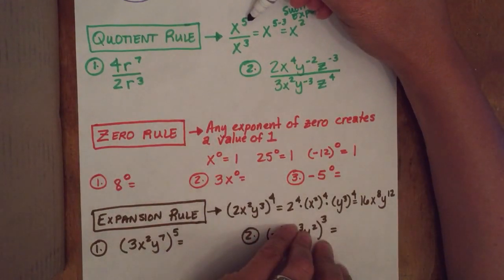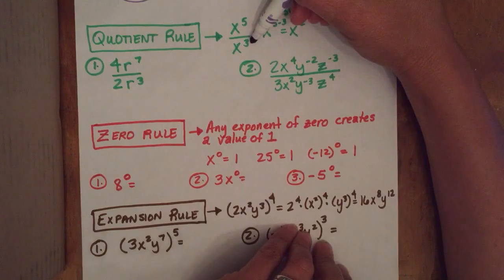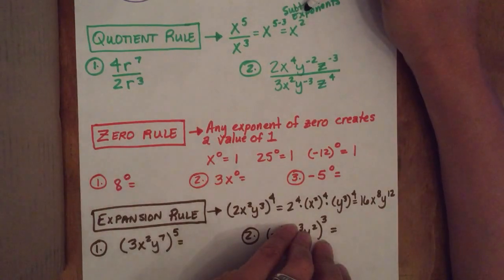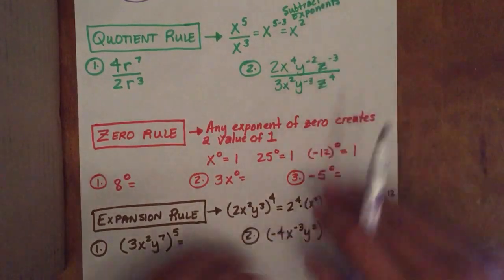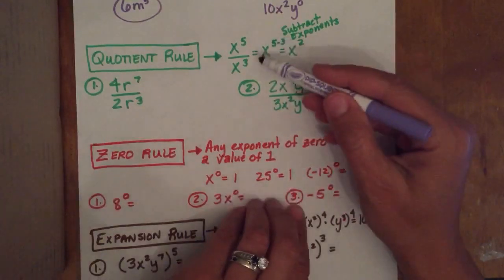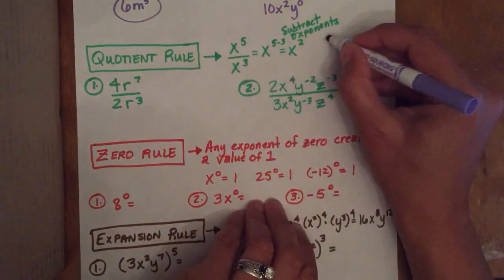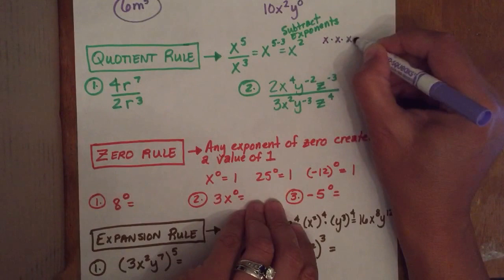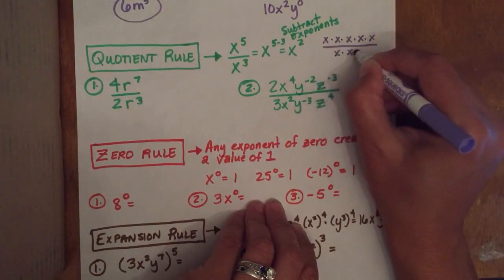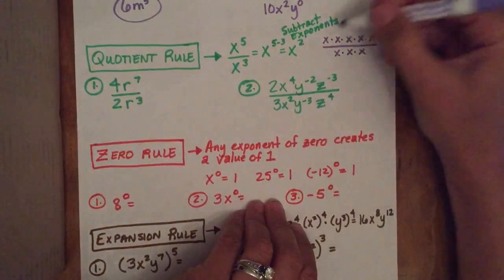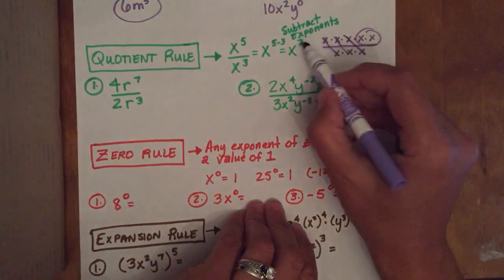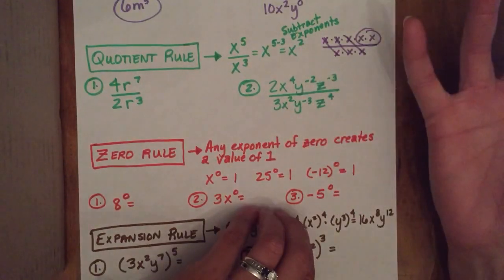So here's the example. I have x to the 5th over x to the 3rd. Whereas in the product rule we added, in the quotient rule you're going to subtract the exponents. And here's why. Let's take this x to the 5th over x to the 3rd. If I were to write this out, that would basically be x 5 times on top over x 3 times on the bottom. And what cancels? 1, 2, 3. And how many x's are you left with? X squared. So that's where we get the subtraction.